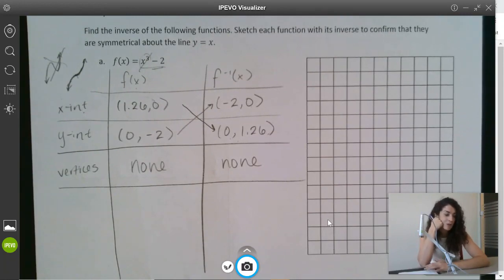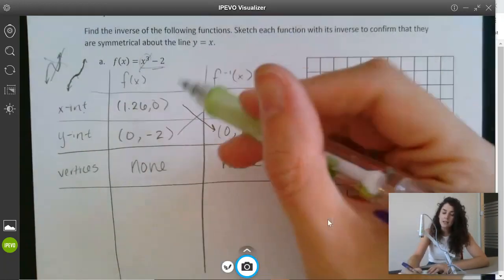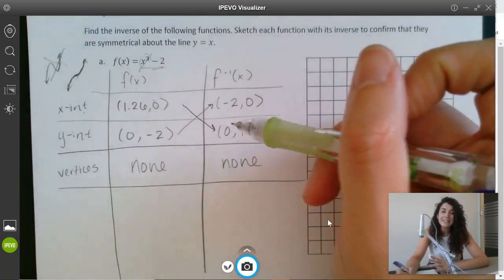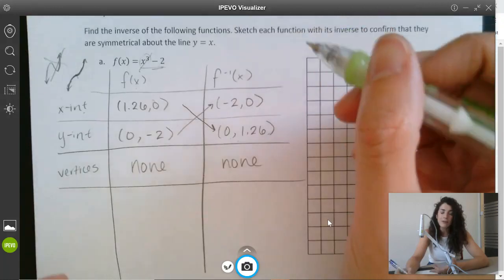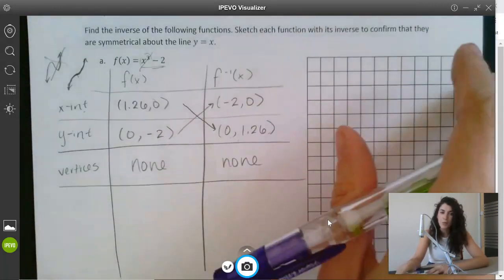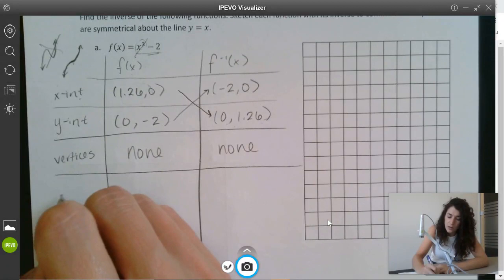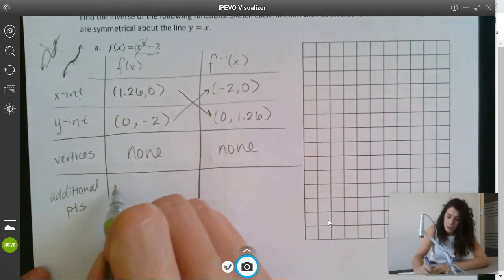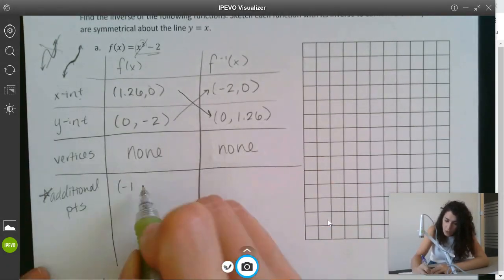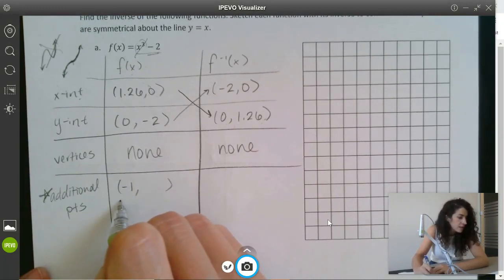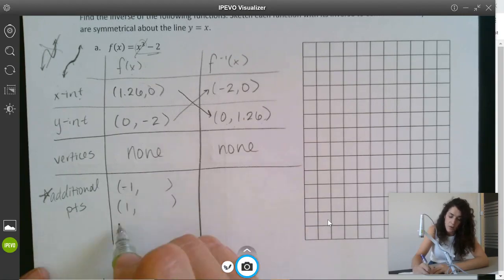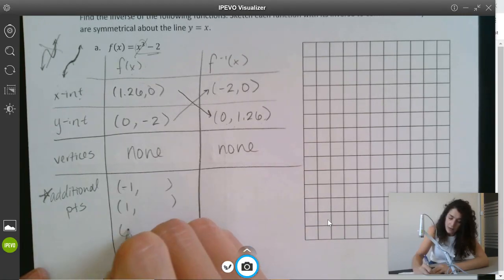So for this one, we have no vertices. Since at least one of these points is not a nice point, and I don't have any vertices to really go off of, I really only have 2 points, I'm going to grab some additional points around this. So I want you to find out what is the y value when x is -1, when x is 1, and when x is 2.